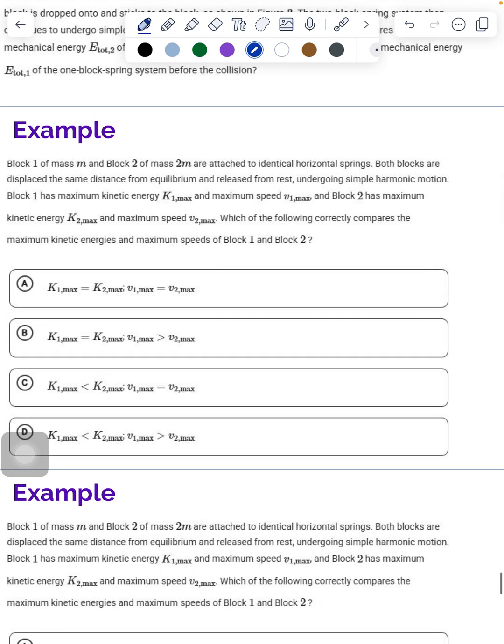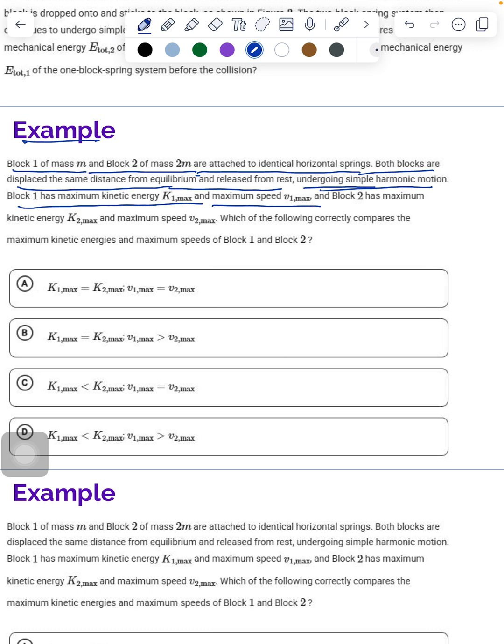All right. Example 3. A block 1 of mass m and block 2 of mass 2m are attached to identical springs. Both blocks are displaced the same distance from the equilibrium and released from rest, undergoing simple harmonic motion. Block 1 has maximum kinetic energy, K1 max, and maximum speed, V1 max. Block 2 has maximum kinetic energy K2 max and maximum speed V2 max. Which of the following correctly compares? So there's two things we're comparing. It's K's and V's.